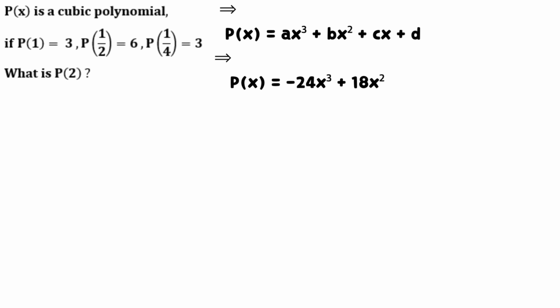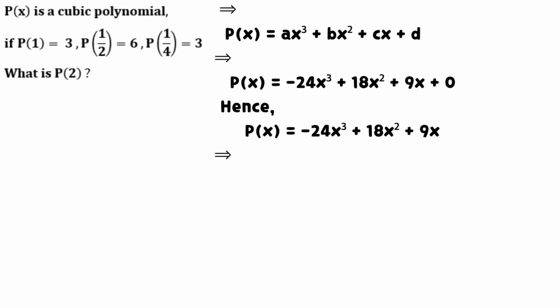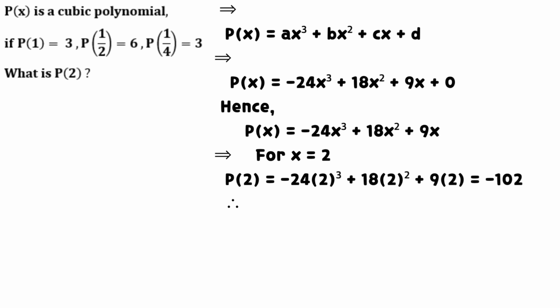This implies that P of x equals a times the cube of x, plus b times the square of x, plus c times x, plus d. After substitution, we have that P of x equals the sum of negative 25 times the cube of x, 18 times the square of x, and 9 times x. Hence, for x equals 2, P of 2 equals negative 102, after substitution and simplification of values.